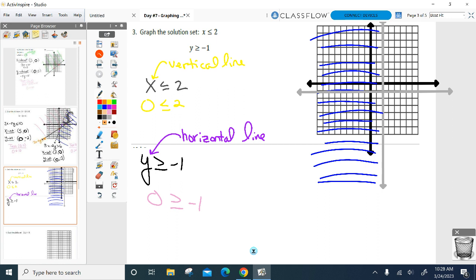True or false? 0 greater than or equal to -1? True. Yeah, true. So let's shade above towards 0, 0. And now we see our overlapping region. Again, nice big bold S for me there.